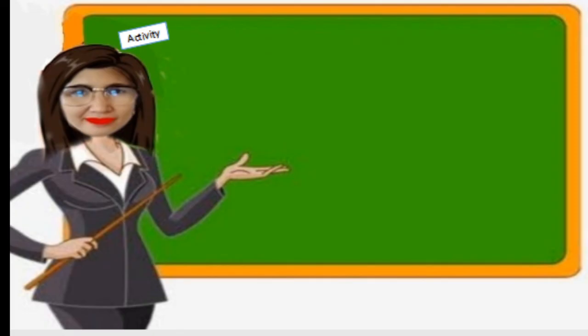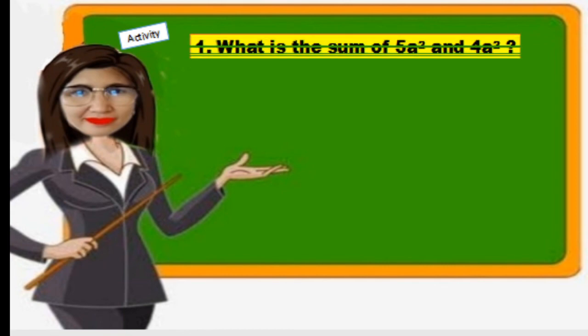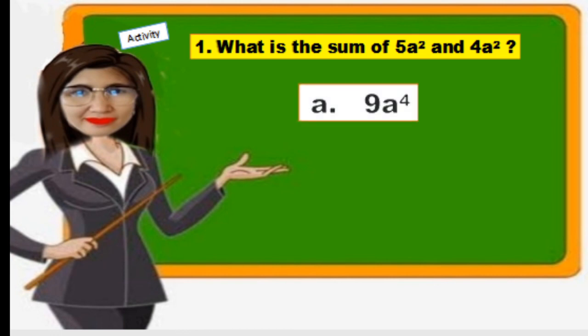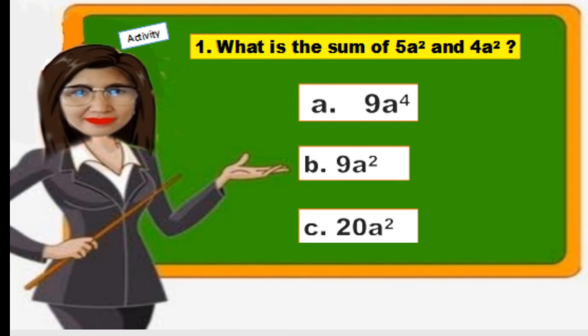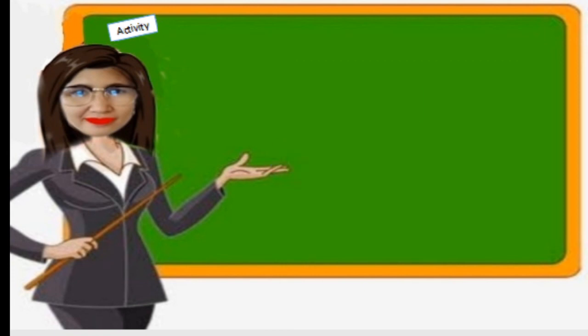Okay, so let's have a short activity. Are you ready? I know you can do it. Okay, what is the sum of 5a squared and 4a squared? Remember the rules. Remember what we have learned today. So, is it 9a to the 4th, 9a squared, or 20a squared? What is the sum? It is 9a squared. Very good.